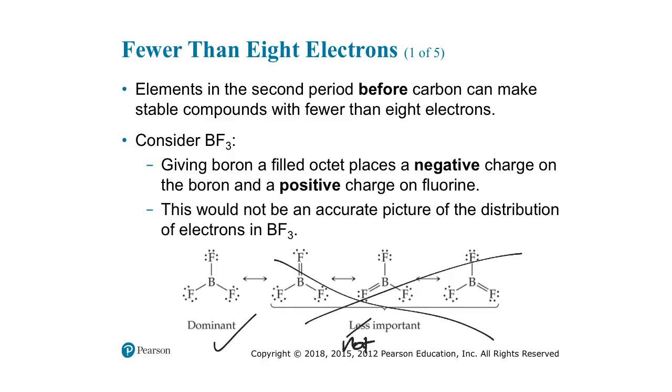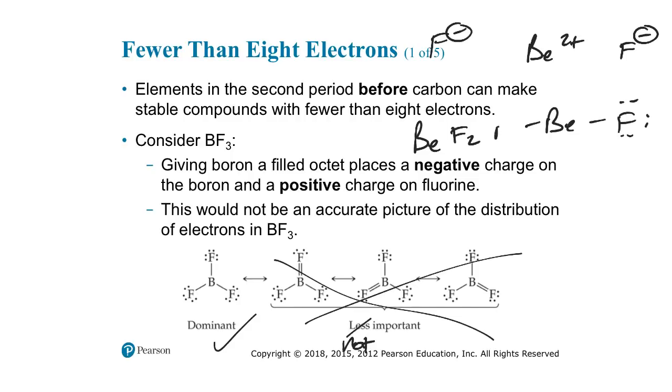The elements in the second period before carbon can make stable compounds with fewer than 8 electrons, like BF3. BeF2 is another one that does this. You could argue that this would probably be better described as an ionic compound, so it's pretty close to this. But if you consider it like this, that's probably a good alternative structure as well. So it's probably somewhere between this and ionic, and definitely not going to be the case of having double bonds between beryllium and fluorine.